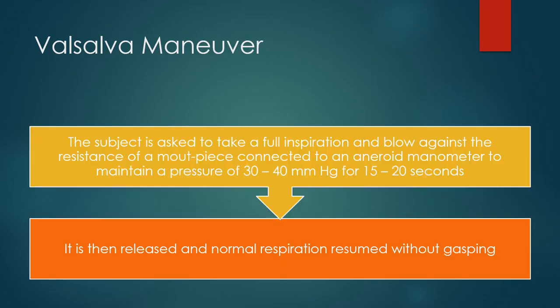The subject is asked to take a full inspiration and blow against the resistance of a mouthpiece connected to an aneroid manometer to maintain a pressure of 30 to 40 millimeters of mercury for 15 to 20 seconds. It is then released and normal respiration resumed without gasping.